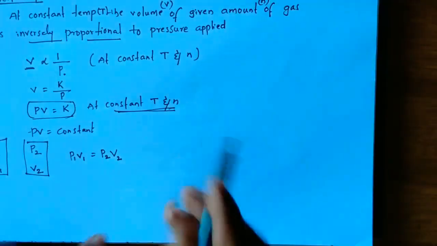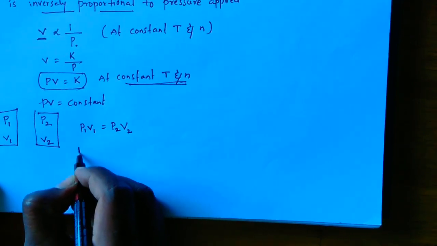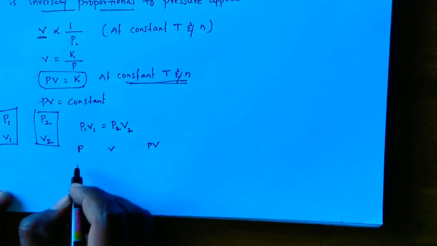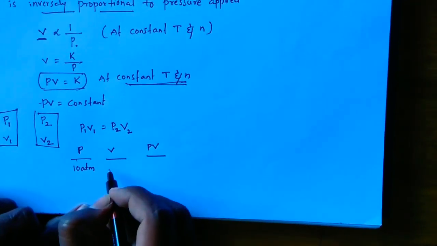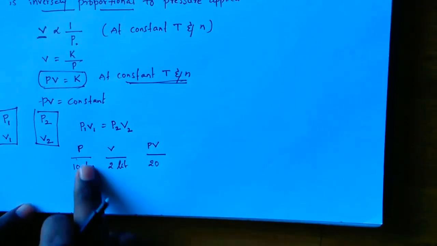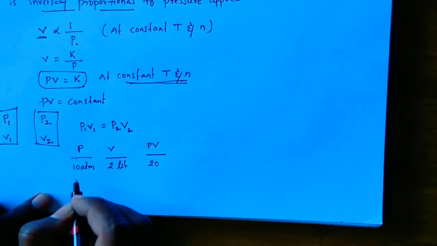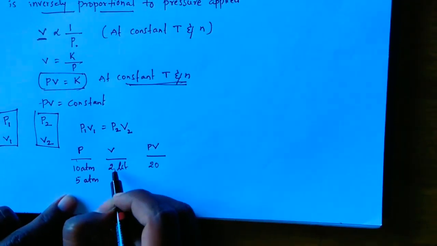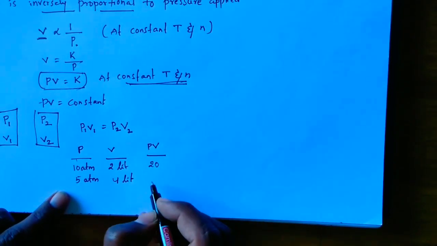Inversely proportional. For example, suppose here we have the pressure of a gas, the volume, and the product of pressure and volume. Suppose I take 10 atmosphere pressure and a volume of 2 liters. The product of these two is 20. Now I reduce the pressure to half, and the volume increases 2 times, becoming 4 liters. So 5 into 4 is again 20.